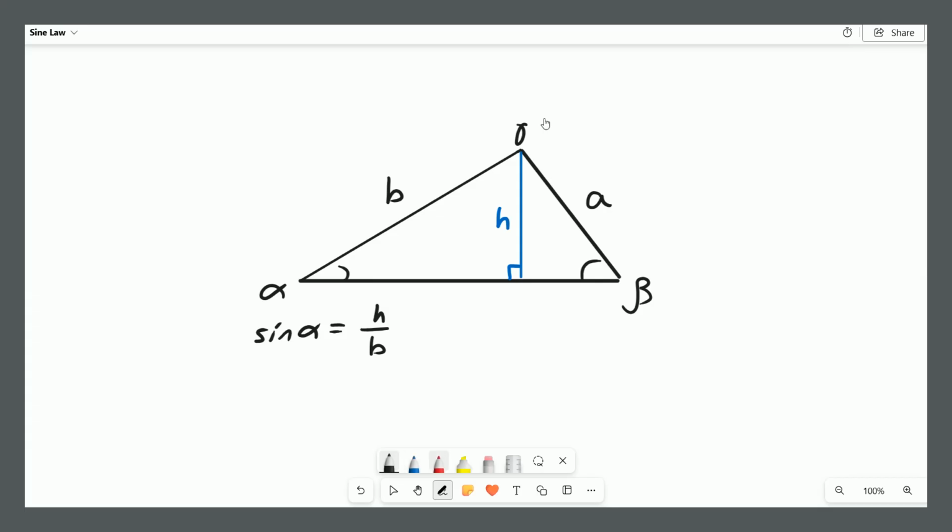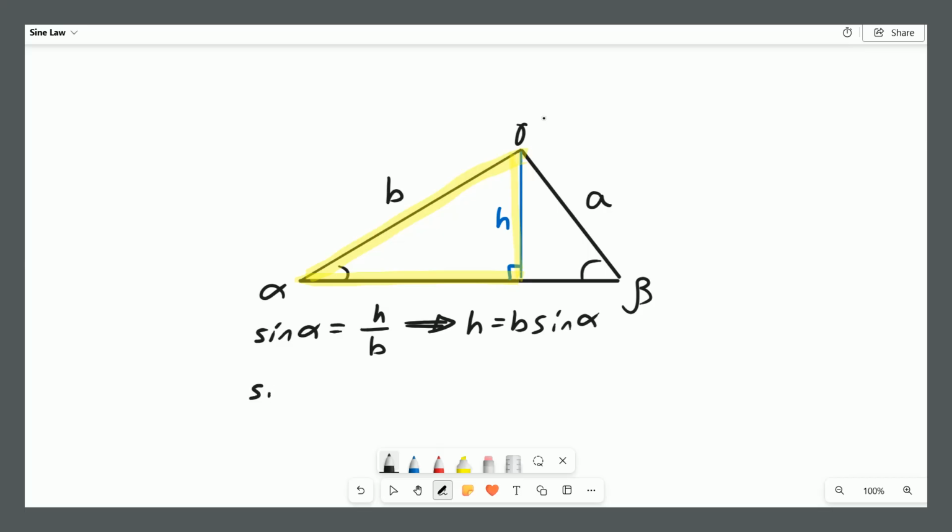because h is the opposite side to alpha and b is the hypotenuse in this right angle triangle here. And we could rewrite that as h equals b sine alpha.